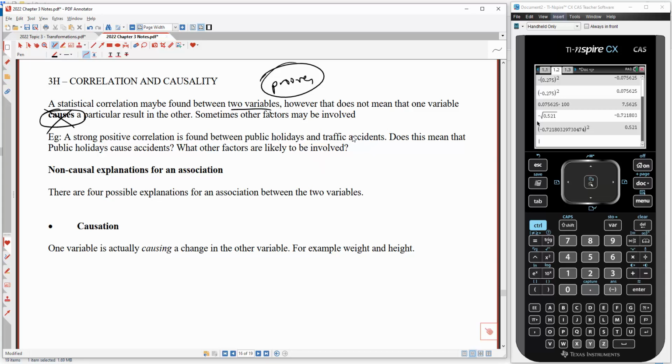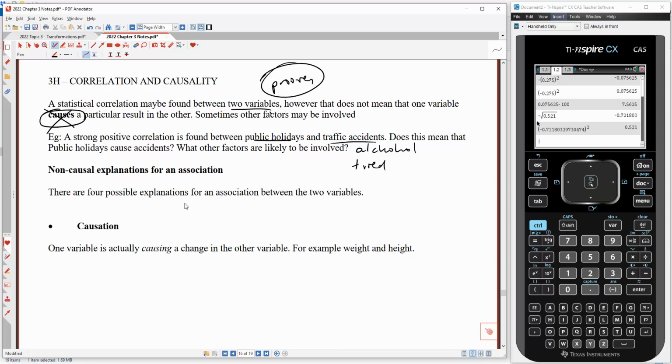So here you've got things like, when people have public holidays, they might be out, which means alcohol might be a factor. They might have had a big night the night before. They might be tired, okay? They might not be concentrating. They might be driving on unusual roads. There's all sorts of other things going on. So even though we've got this correlation between public holidays and traffic accidents, we can't really say that public holidays cause traffic accidents, okay? So, non-causal explanations for an association.